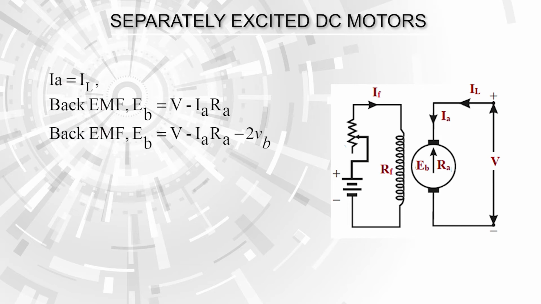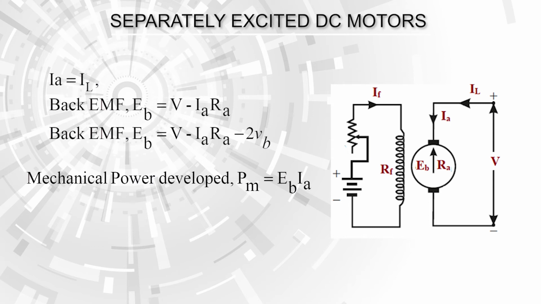Now suppose you are interested in calculating how much mechanical power is developed by this separately excited DC motor. The expression for the mechanical power developed, denoted by PM, is equal to EB multiplied by the armature current, where EB is nothing but the back EMF. And if you want to calculate the power drawn from the supply mains, it is basically the product of the supply voltage V and the load current IL.